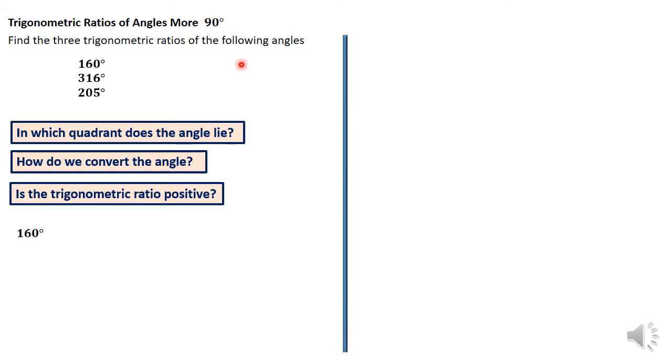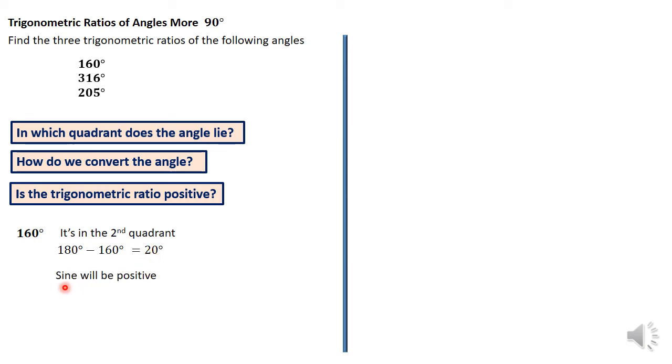And so let's begin with 160. We say the following. The first thing, 160 is in the second quadrant. It's between 90 and 180. We convert it by having 180 minus the given angle, which in our case is 20 degrees. That means 160 is actually equivalent to 20 degrees in the first quadrant.